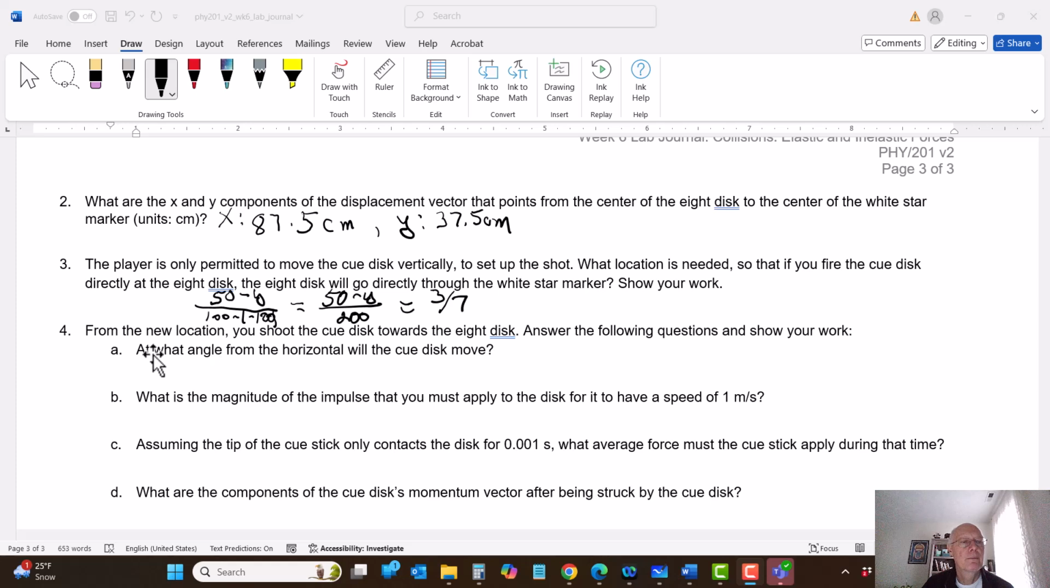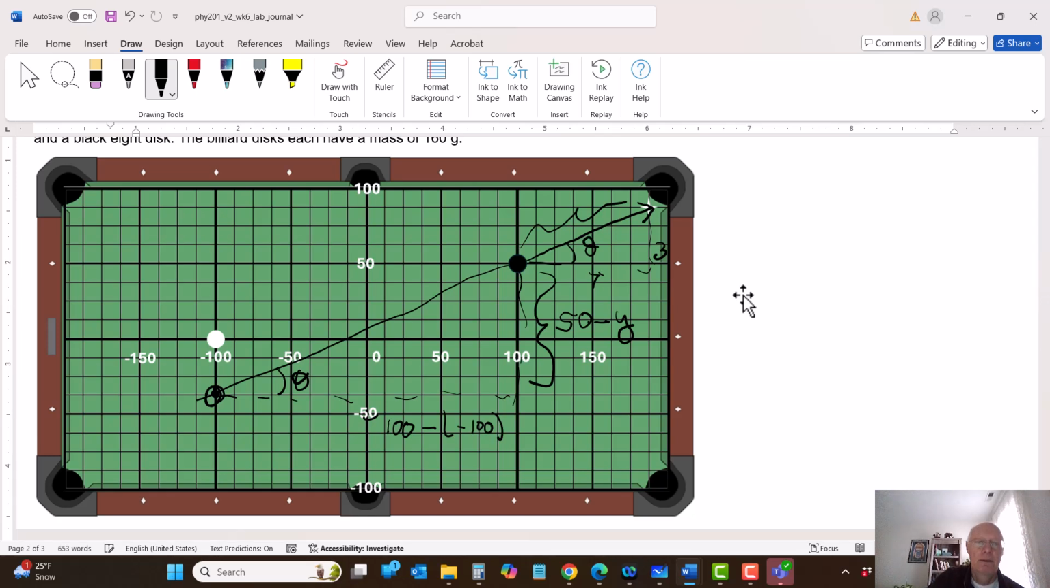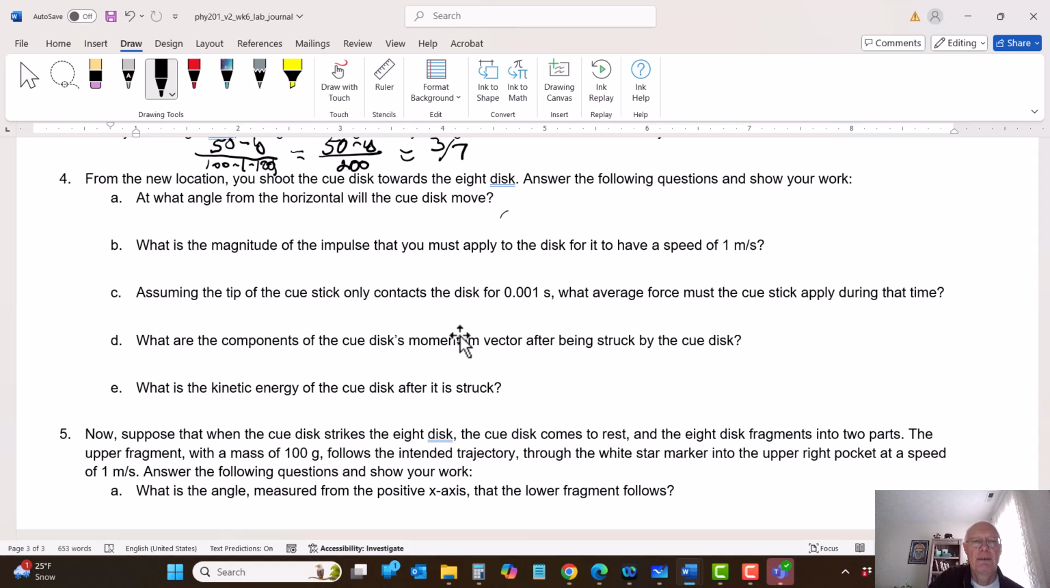Moving on to 4, it asks, from this new location, you shoot the disk towards the 8 disk, and then answer the following question. At what angle from the horizontal will the Q disk move? So we're trying to find this angle, which we've solved so that it's the same angle as this angle. We'll call it theta. So the tangent of theta is 3/7. The tangent of theta is 3 over 7, right? It's 3 boxes up, 7 horizontal. That means that the angle is the inverse tangent of 3/7.